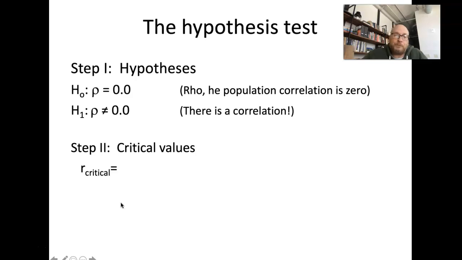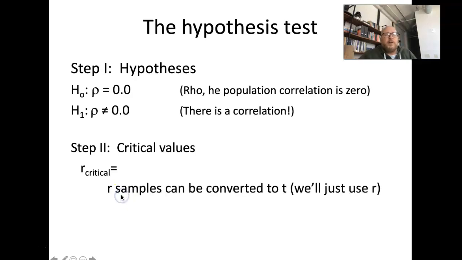All right. So for critical values in step 2, a few things you should know. The R can be converted to T. It's very, very similar to T. So some textbooks will actually have students convert R to a T. We're going to skip that step and we'll just use R. As I was saying earlier, we have a critical table for R, and hopefully you've accessed that already.